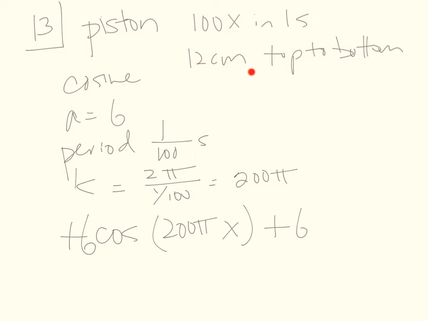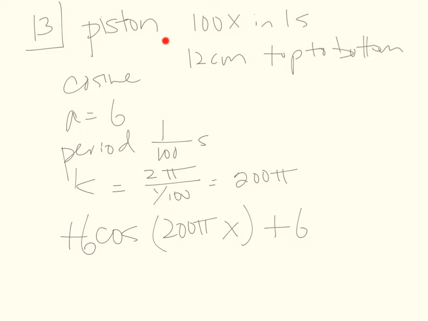So if it moves a total distance from the very top to the very bottom, a maximum of 12 centimeters, then from the max to the min is 12. So the amplitude would be half of that, so 6. The amplitude is 6. What is the period of the function?